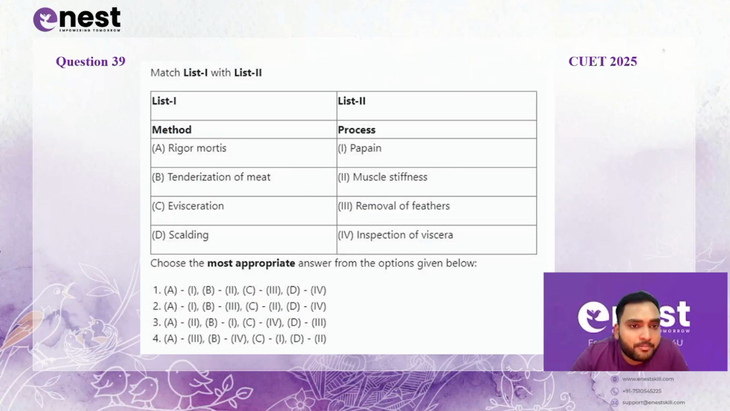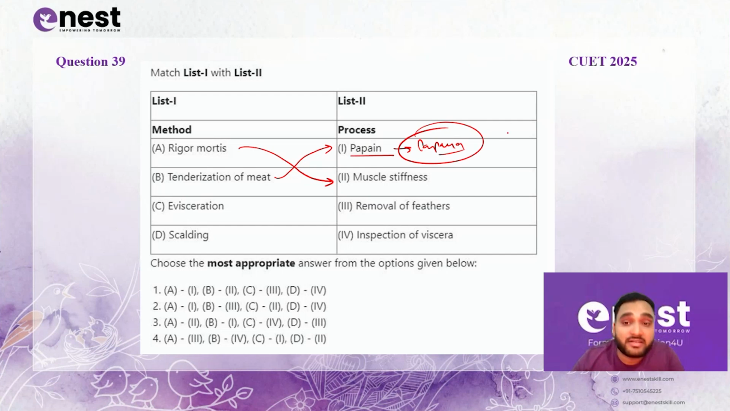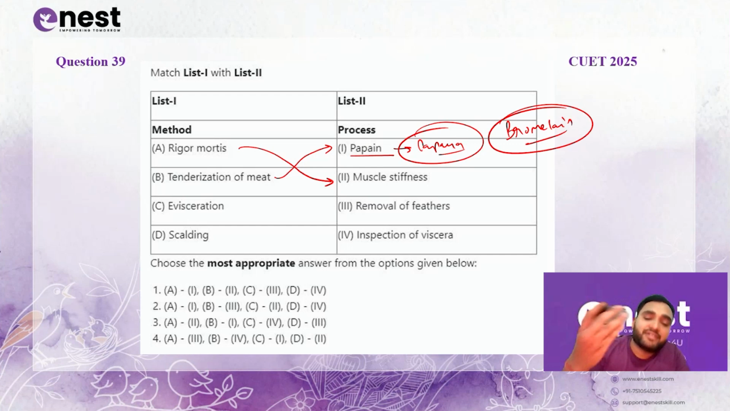So we have a match the following type of question, in which first is the method and second is the process. First is rigor mortis, tenderization of meat, evisceration and scalding. And the processes mentioned are papain, muscle stiffness, removal of feathers, and inspection of viscera. So I think many of you are already aware that rigor mortis is a process in which muscles get stiffened. Tenderization of meat is due to the papain enzyme, which is found in papaya. Also, if you get any other enzyme name such as bromelain, please don't be confused, because it has a similar function.